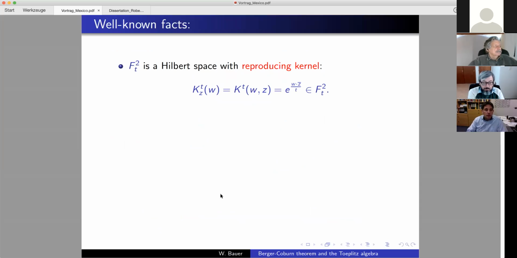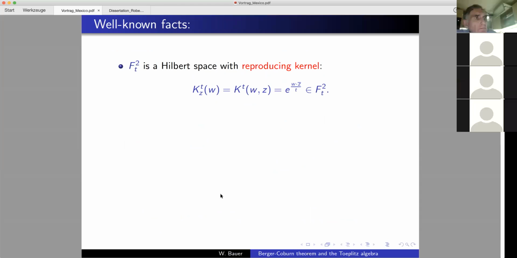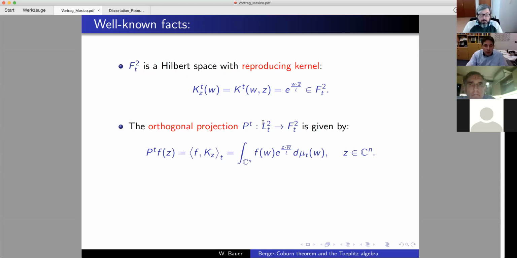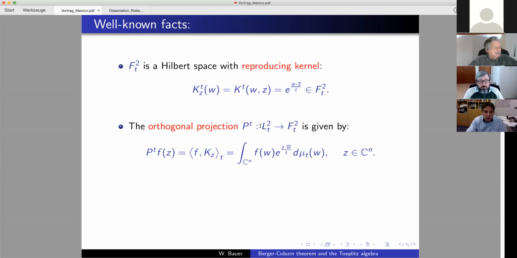Okay, and then there are some well-known facts. If p equals 2, then we are in the classical situation of just a Fock space. That's a reproducing kernel Hilbert space. And here's the reproducing kernel. You all know it's just that exponential here. It depends on t, that was the parameter in the measure. And in particular, we have the orthogonal projection from this L2 space to the Fock space, which I denote by P_t. And it's just that integral operator against the reproducing kernel with respect to that measure. So that's all very standard.